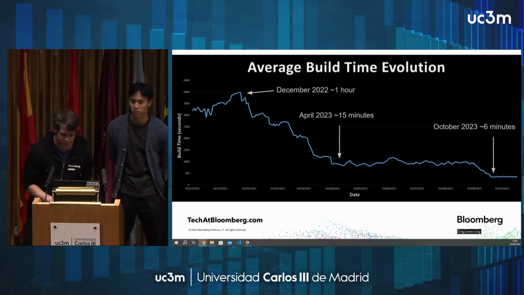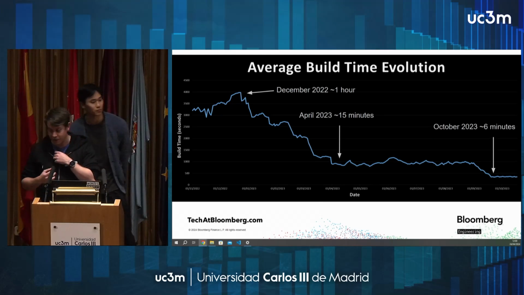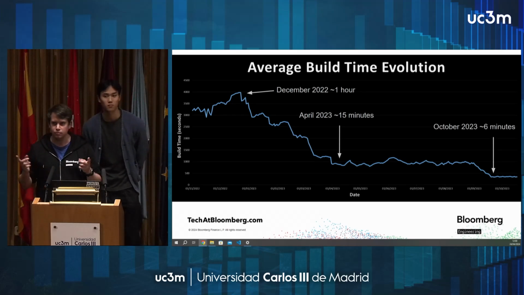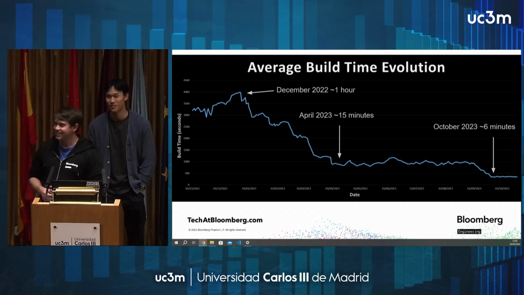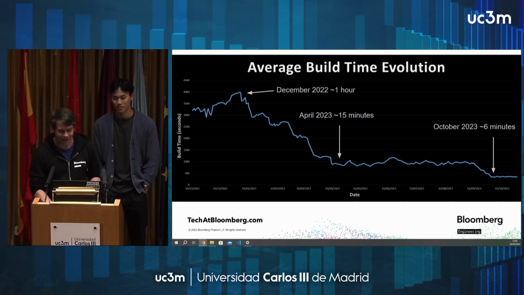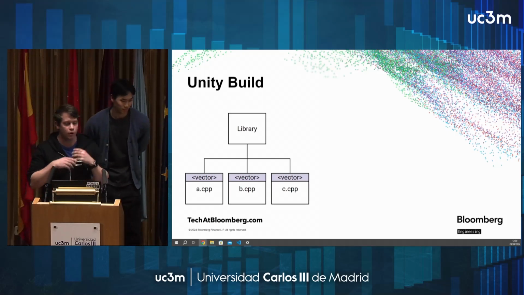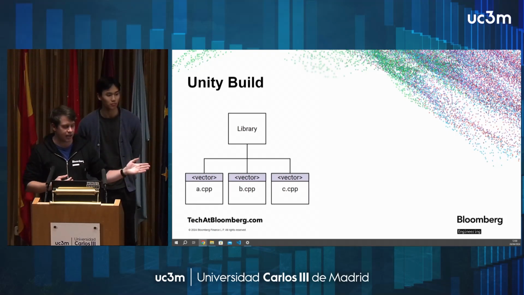Cool. Thank you, Jeff. So can I have a show of hands in the room? Who knows what Unity build is? Okay, who's using Unity build? Right. Okay. So the quick idea for those of you who aren't aware is that if you are building a library, you have different CPP files, A, B, and C. All of them are using vector, or all of them have some shared header.